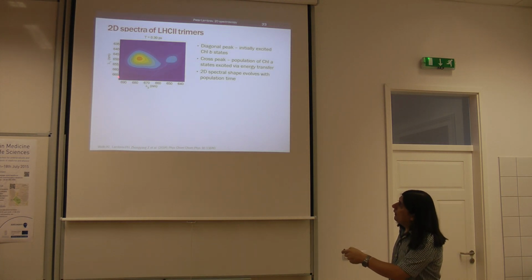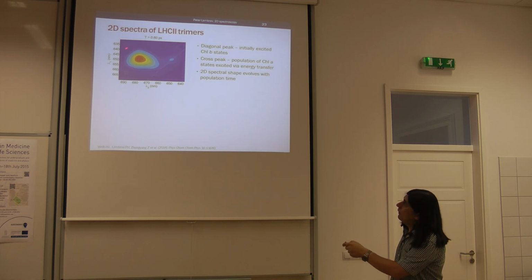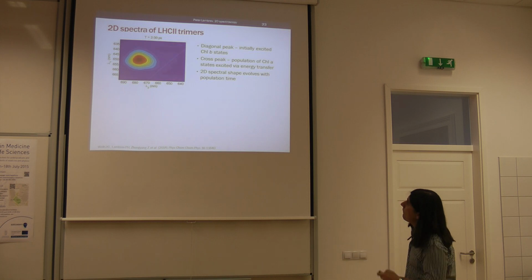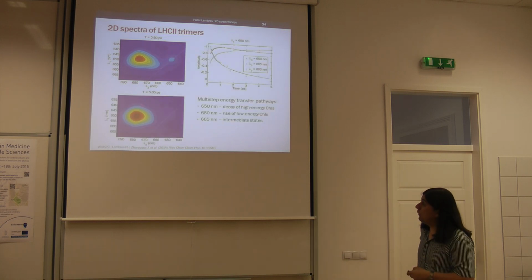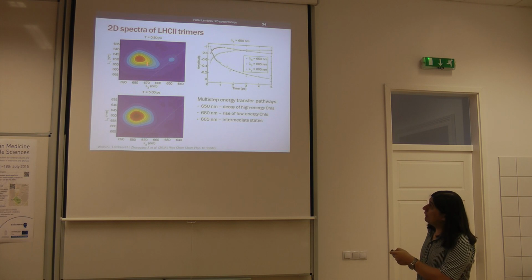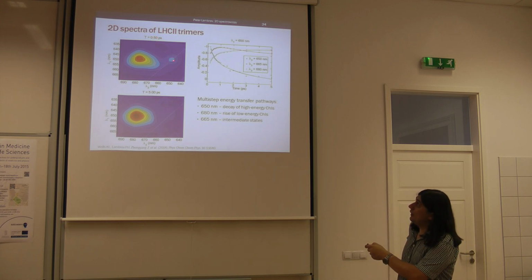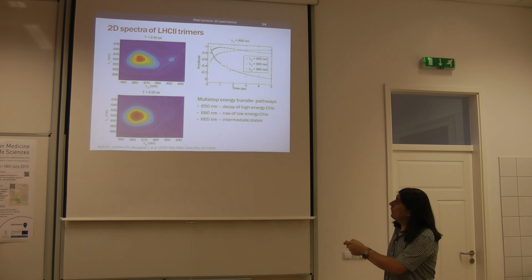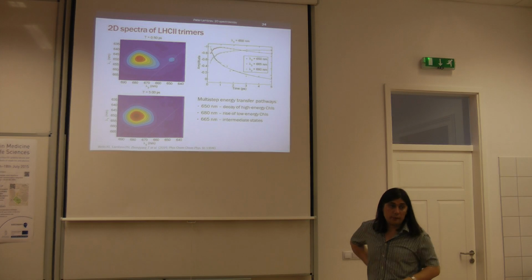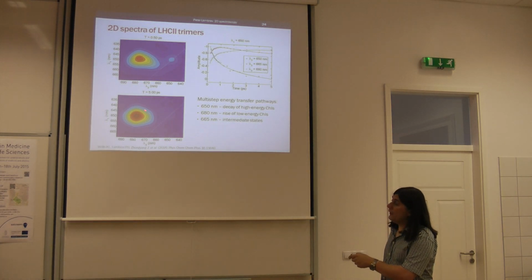Now, in this experiment, our pump does not cover chlorophyll A, only the chlorophyll B bands. So we don't see the diagonal peak of the chlorophyll A here. We only see chlorophyll B to chlorophyll A transfer. So let me pause this, and you can compare two spectra at, let's say, half a picosecond and at 5 picoseconds. At half a picosecond you still see the chlorophyll B, and you see some chlorophyll A. At 5 picoseconds there is no more chlorophyll B, everything is on chlorophyll A.